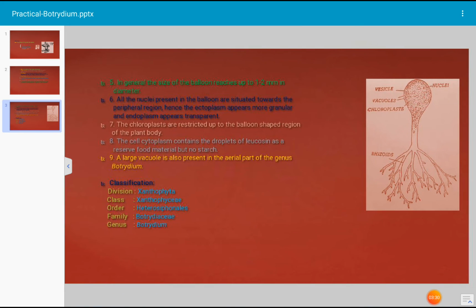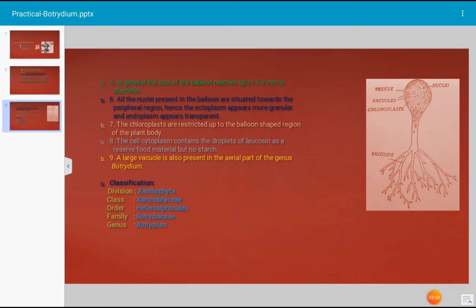The chloroplasts are restricted to the balloon shaped region of the plant body. Chloroplast is absent in the rhizoidal system, as I told you. The cell cytoplasm contains droplets of leucosin as a reserve food material, but no starch. Starch is absent. A large vacuole is also present in the aerial part of the genus Botrydium.